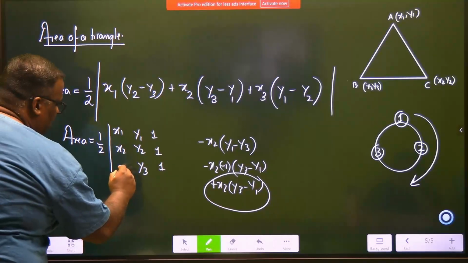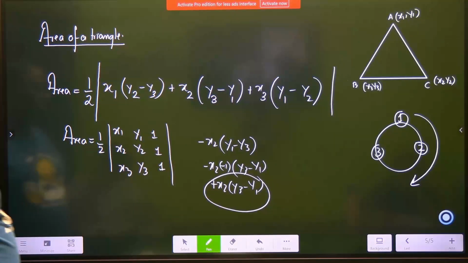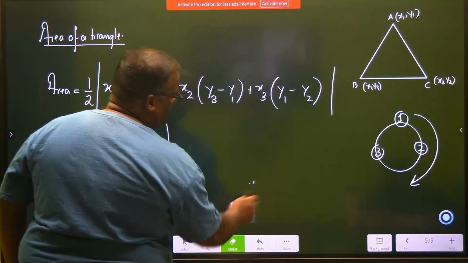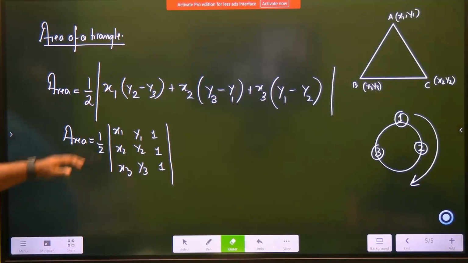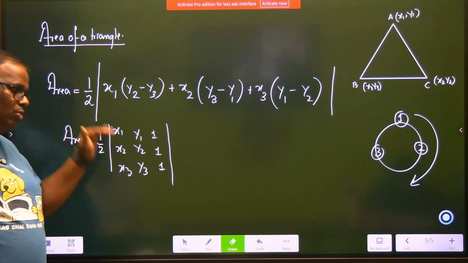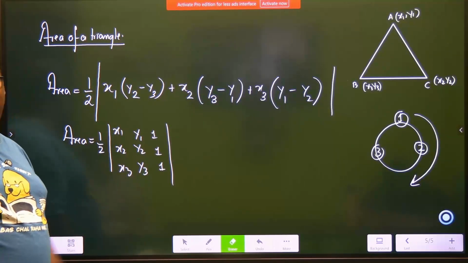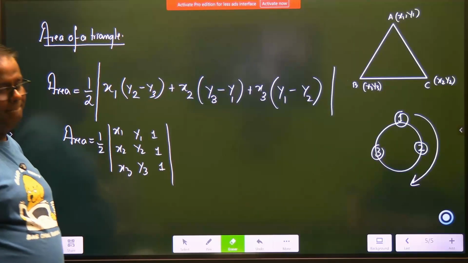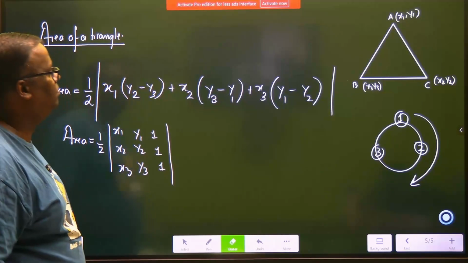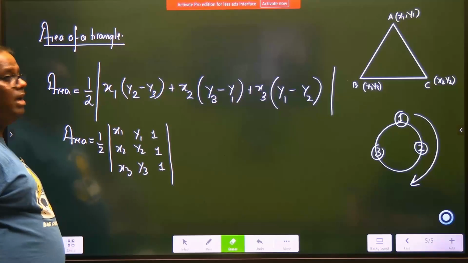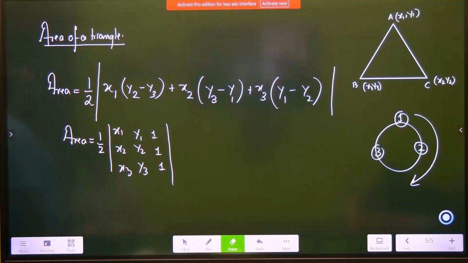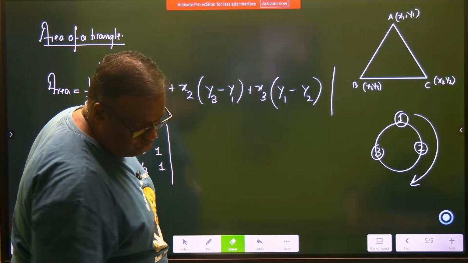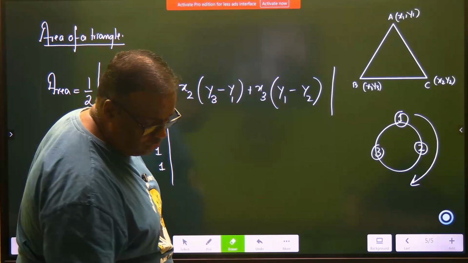So what should you put here? x3. This is the area of a triangle in determinant form. So you have to mug it up. x1, x2, x3 in vertical, y1, y2, y3 in vertical, 1, 1, 1 in vertical, and then this is the way you expand it. Any confusion on area of triangle? These are easy to learn and easy to forget topics. Once again, I'm saying very easy to learn and very easily you will forget these also.